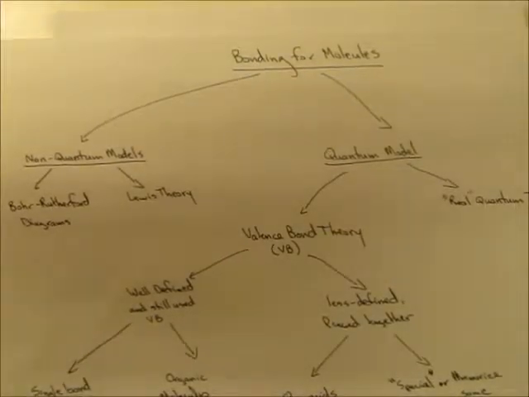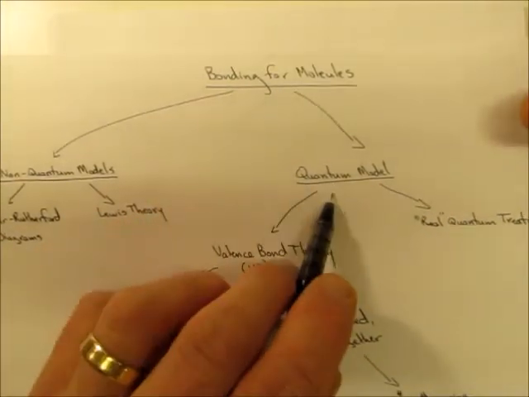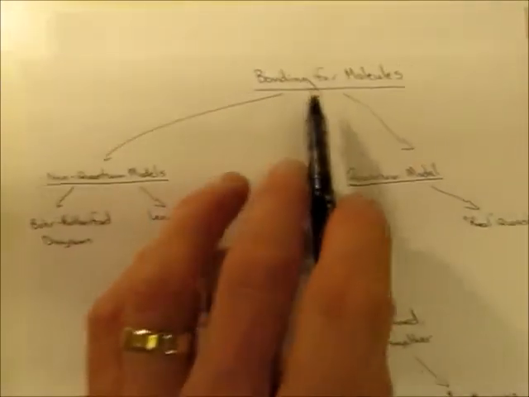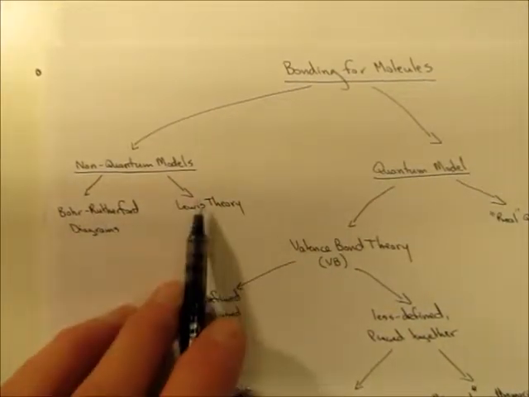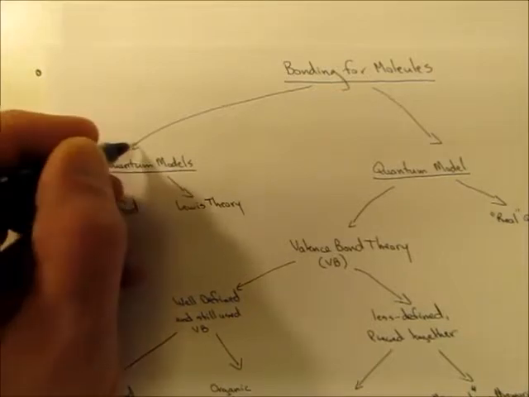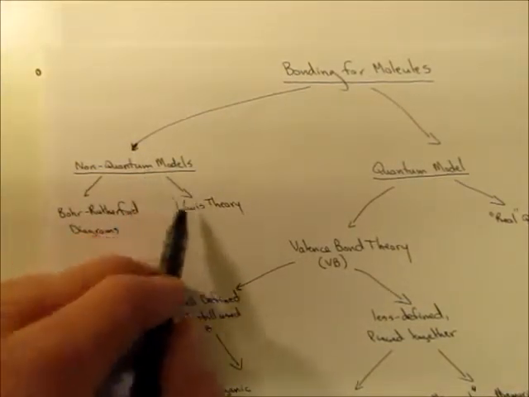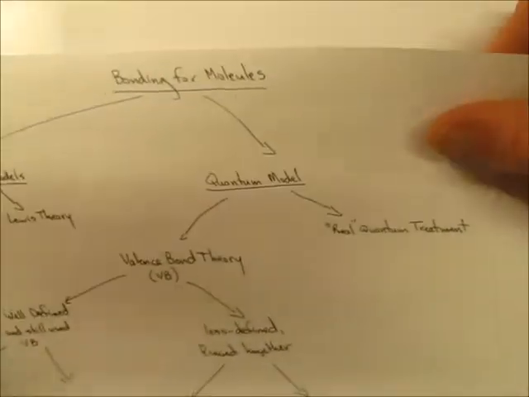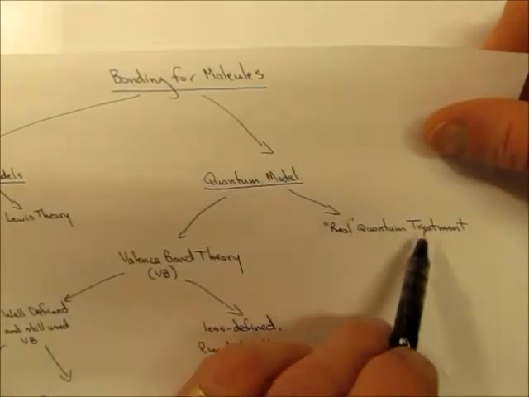Okay, so let's see. We left off looking at the organizational chart of bonding for molecules. We talked about, like, from high school, a lot of it starts with the Bohr-Rutherford or Lewis theory: count the electrons and make dot diagrams and that type of thing. It's a non-quantum mechanical model. And then we talked about the quantum model, what it means to do the real quantum mechanical treatment.